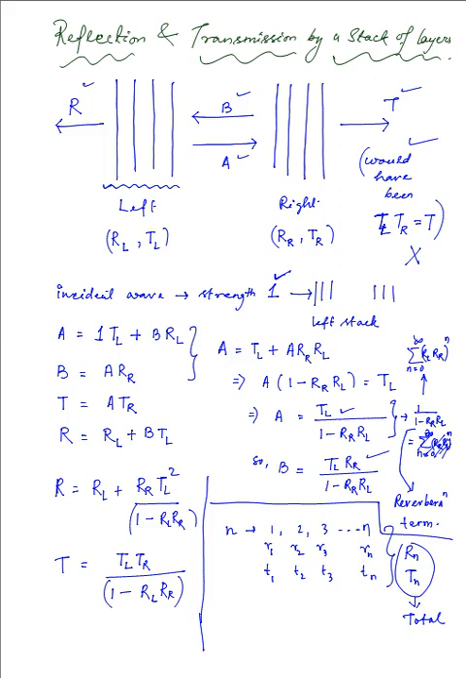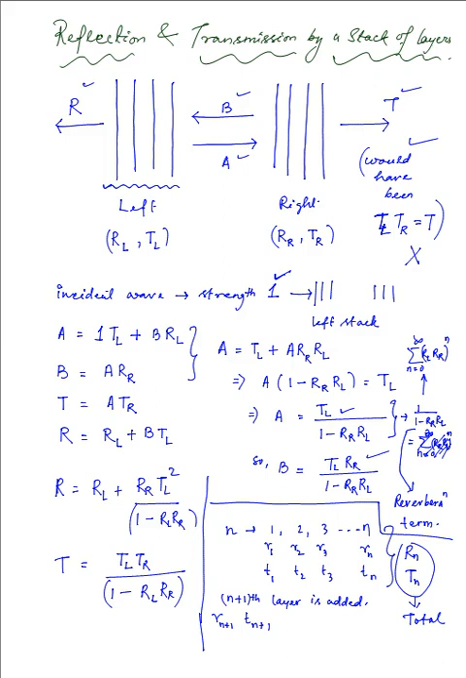Now we wish to add one more layer, that is, the n plus 1th layer is added to this stack. That is now treated as the right stack, and the reflection coefficient for that stack is simply that layer's, Rn plus 1, and its transmission coefficient is simply Tn plus 1.